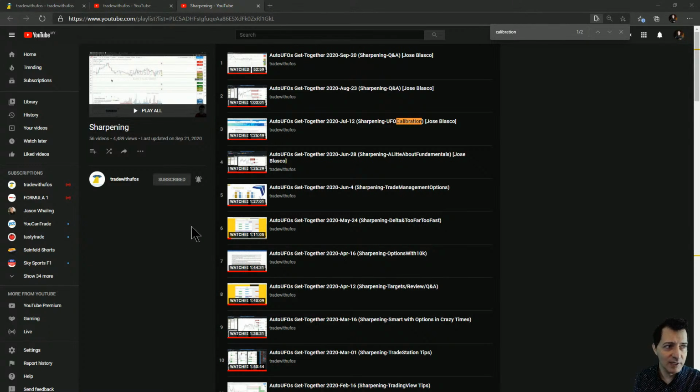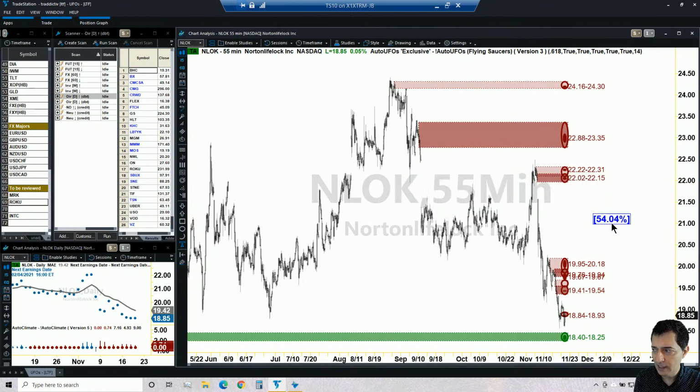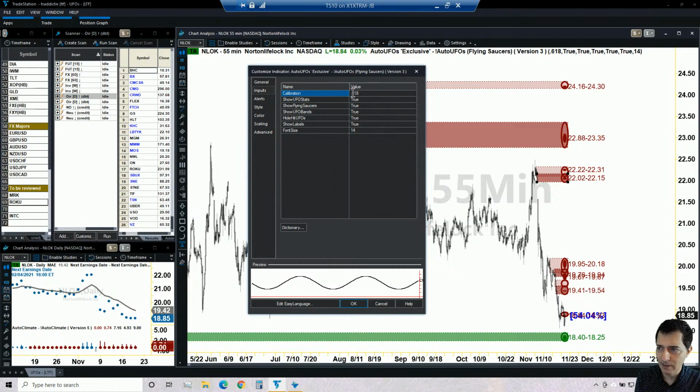And how to calibrate the app has a lot to do with understanding that probability figure: how it's calculated, what does it mean, and most importantly, how does it adapt to you? Because as you change the calibration settings, those probabilities will change. For example, I use 0.618, that's what I use for myself.